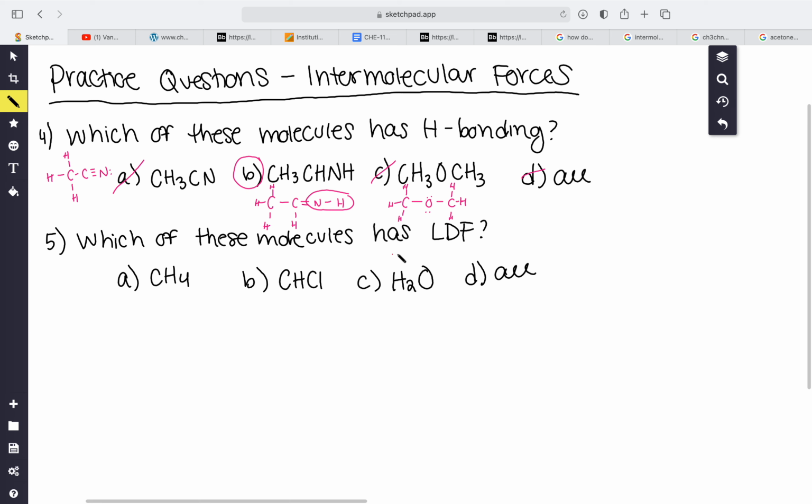As we said before, all molecules have London dispersion forces, even though this one is simply just London dispersion forces. So we can say this one has London dispersion forces. This one is dipole-dipole, but we can also say that it has London dispersion forces. H2O is going to be hydrogen bonding, but it also has London dispersion forces, so the answer is going to be all.